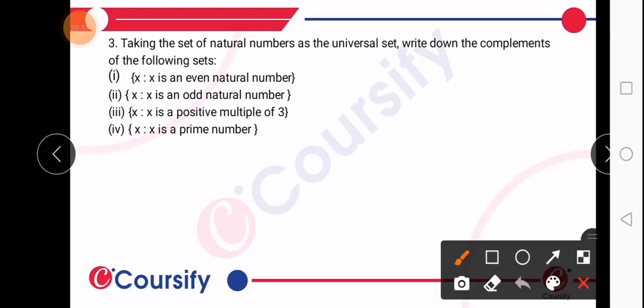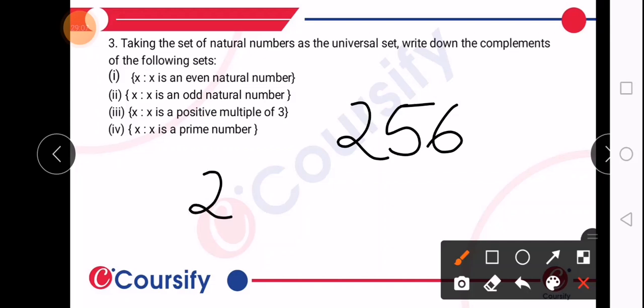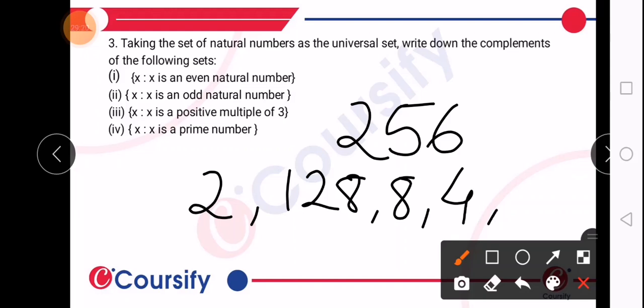If we look at a much smaller number, let's say for instance 256. 256 is such a number which has so many factors. It is divisible by 2. It is divisible by 128. It is divisible by 8. It is divisible by 4, and so on. There are so many numbers. Such a number is called a composite number. So all those composite numbers will be the complement of the given set of prime numbers.